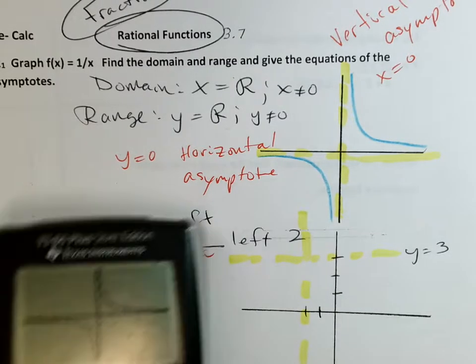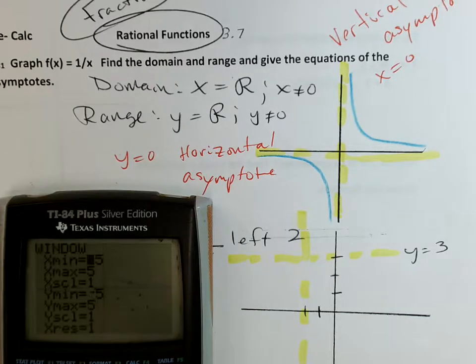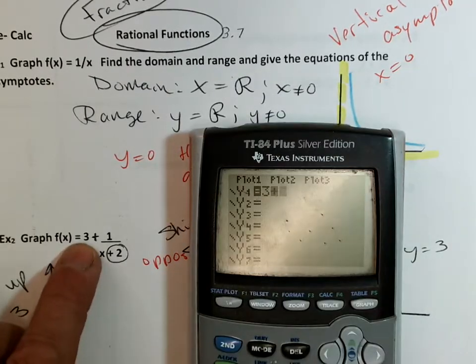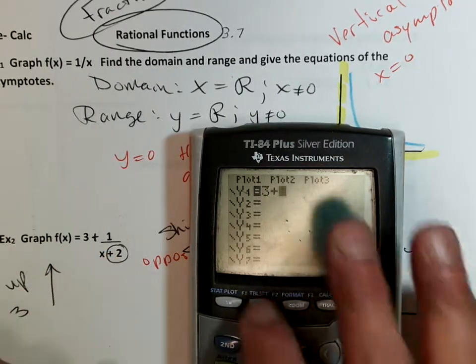So I might shift my window up a little bit. I might just take my window and take it up a little bit higher. I might go maybe -2 to... hold on. Go back to window. Go my -2 to, I'm going to go 8. Y equals clear, and I'll put this one in. I'll go 3 plus window.